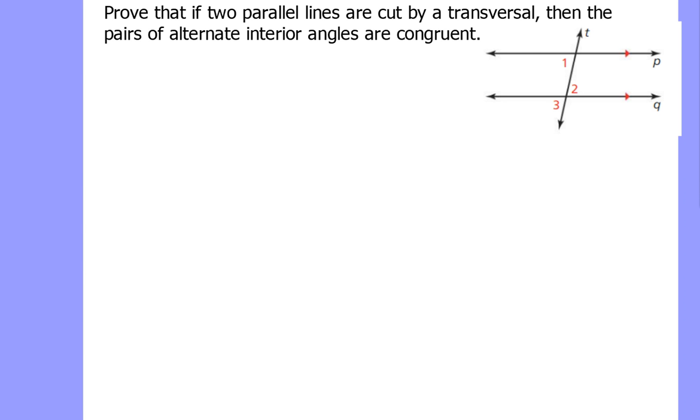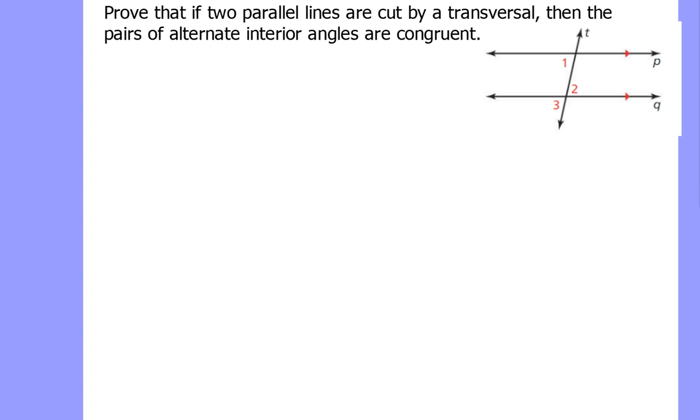Alright, ladies and gentlemen, in this video we are going to prove the alternate interior angles theorem. So we're going to actually prove the entire theorem that if two lines are cut by a transversal, then the pairs of alternate interior angles are congruent. This is just a basic statement of the theorem, so let's give a given and a prove statement for our particular situation.